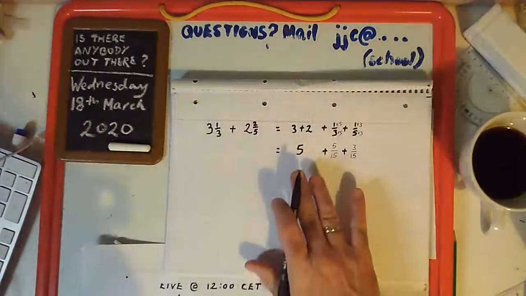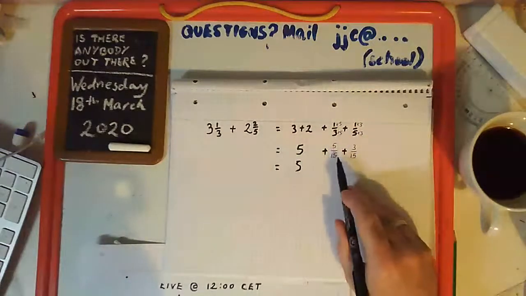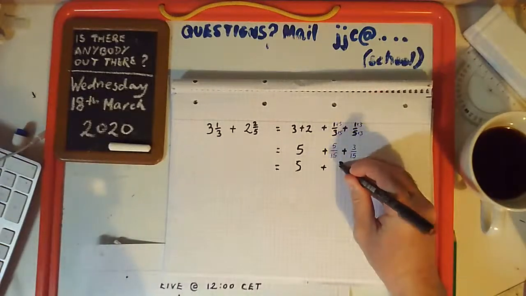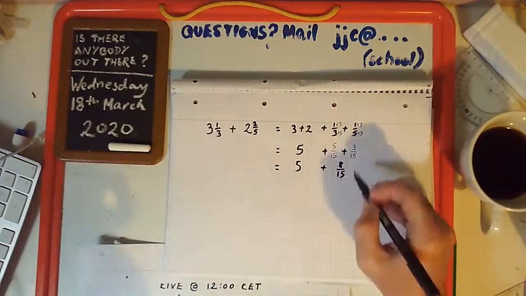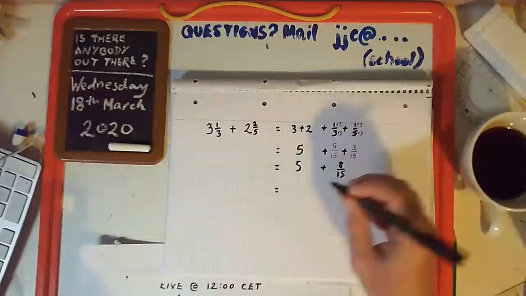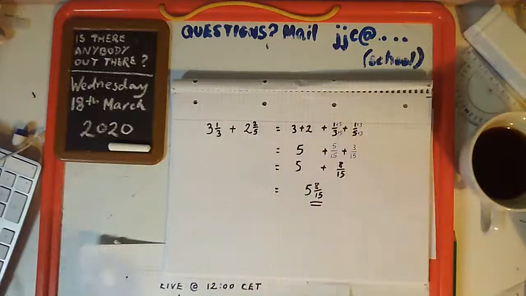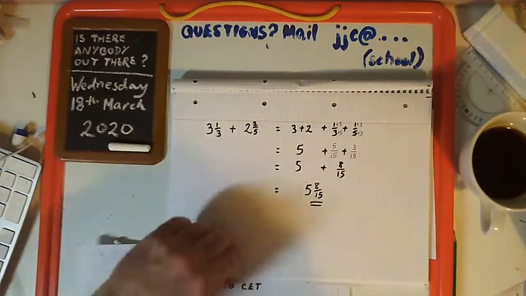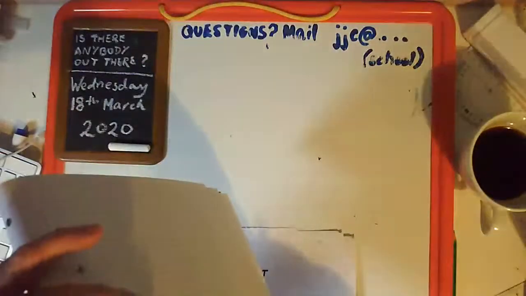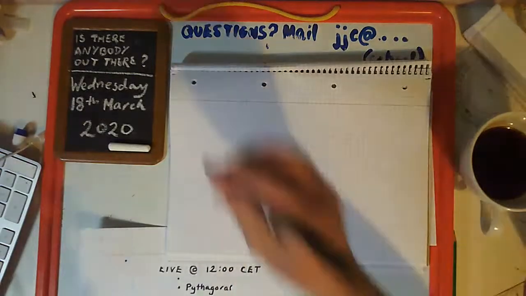Okay, so 3 plus 2 is 5. 5/15 plus 3/15 makes 8/15. So add up the tops, the bottoms stay the same. So 5 plus 8/15 is 5 and 8/15. 8/15 doesn't simplify, so that's the final answer. So that's your kind of basic example with adding mixed numbers. I'm going to have to buy another one of these pads soon, I think. Another 10 kroner.